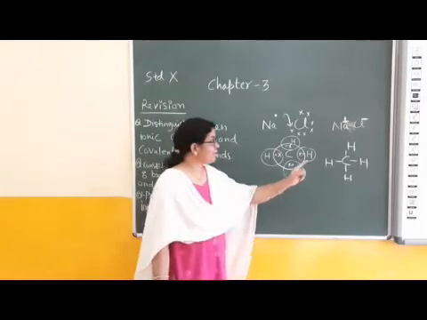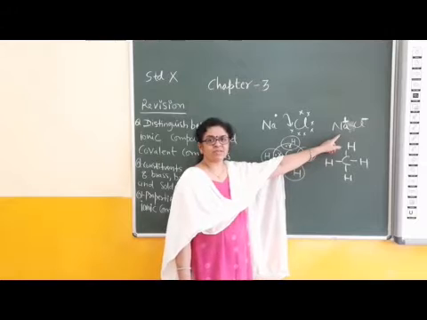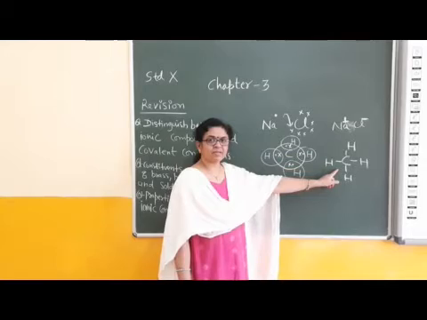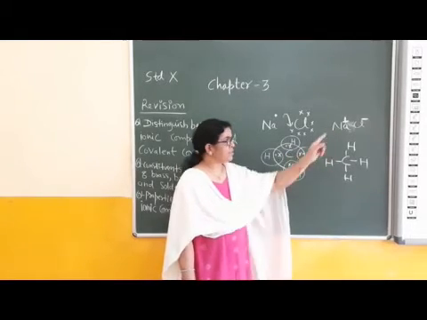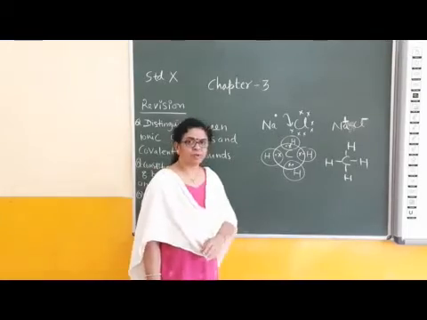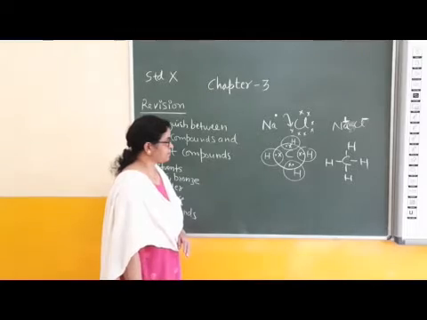The answer is based on only one important feature, which is the presence of a strong force of attraction, the ionic bond. In covalent compounds this is a weak force of attraction, weaker in comparison to the ionic bond. Children, in this manner, you can write 2 to 3 points between ionic compounds and covalent compounds.